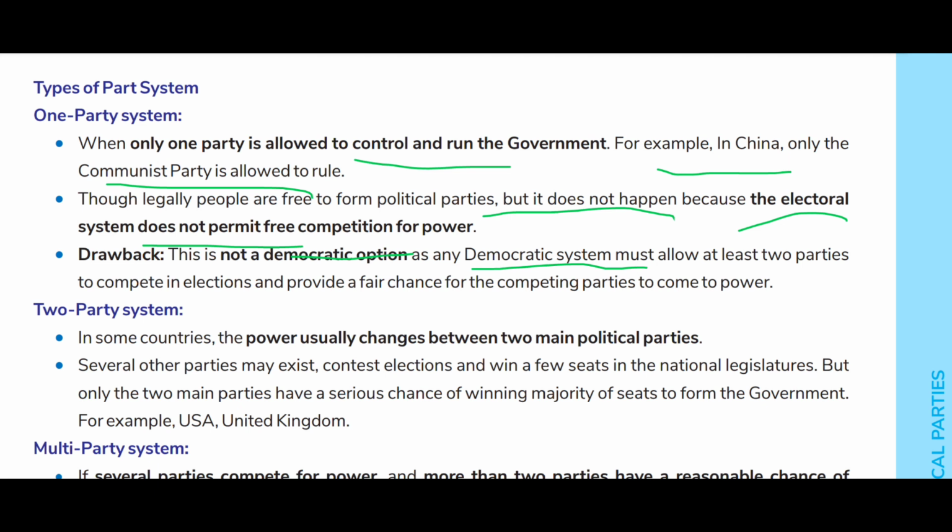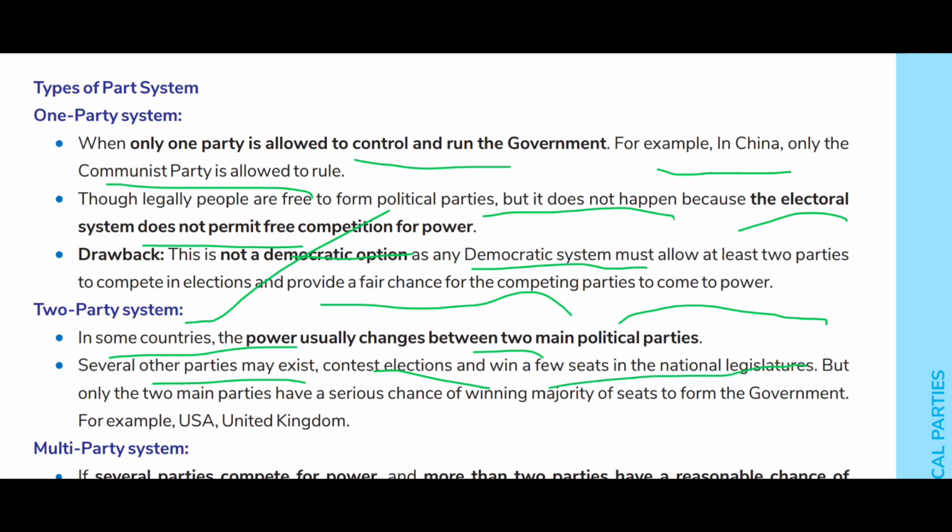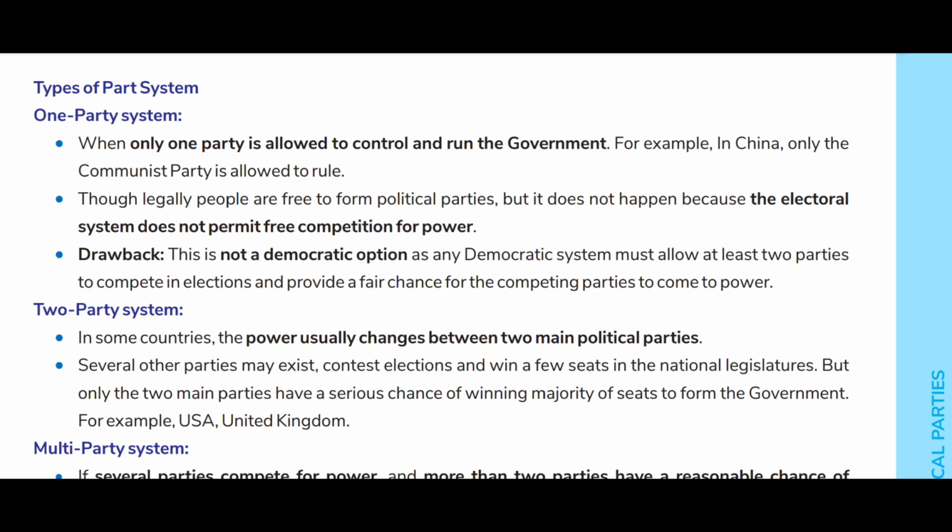as any democratic system must allow at least two parties to compete in elections and provide a fair chance for the competing parties to come to power. Now, two-party system. In some countries, the power usually changes between two main political parties. Several other parties may exist, contest elections, and win a few seats in the national legislature, but only the two main parties have a serious chance of winning a majority of seats to form the government. For example, USA, United Kingdom.